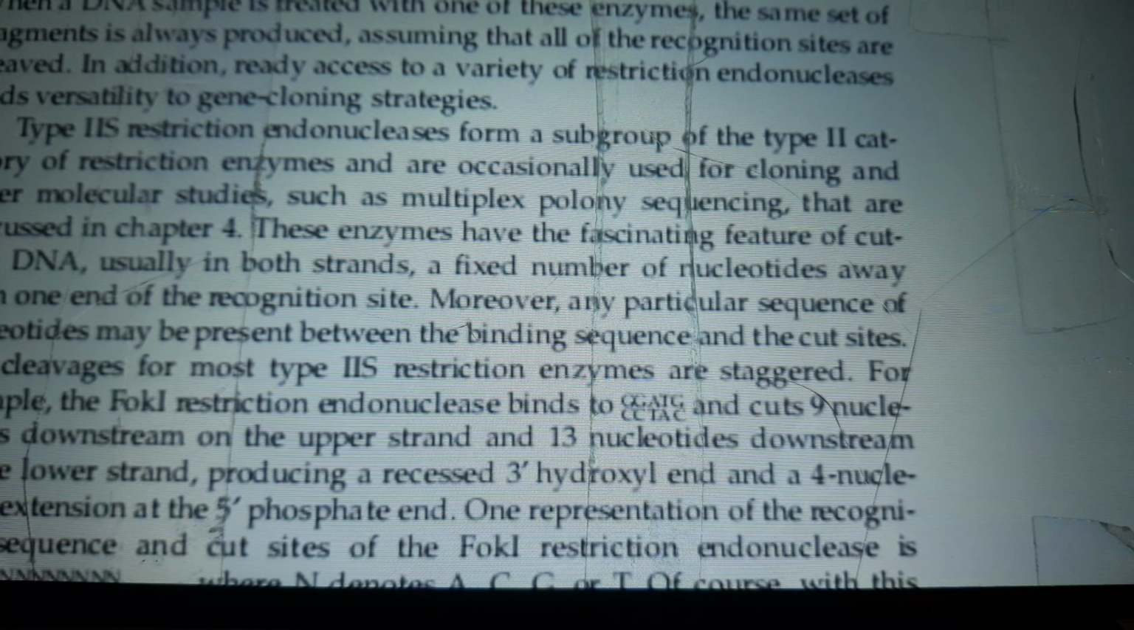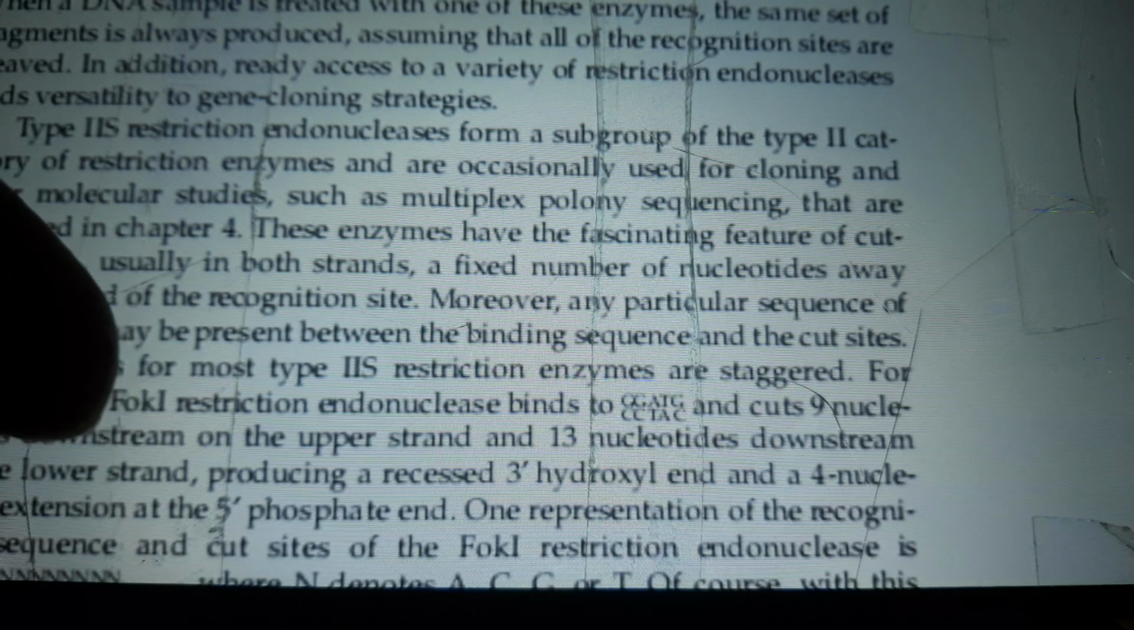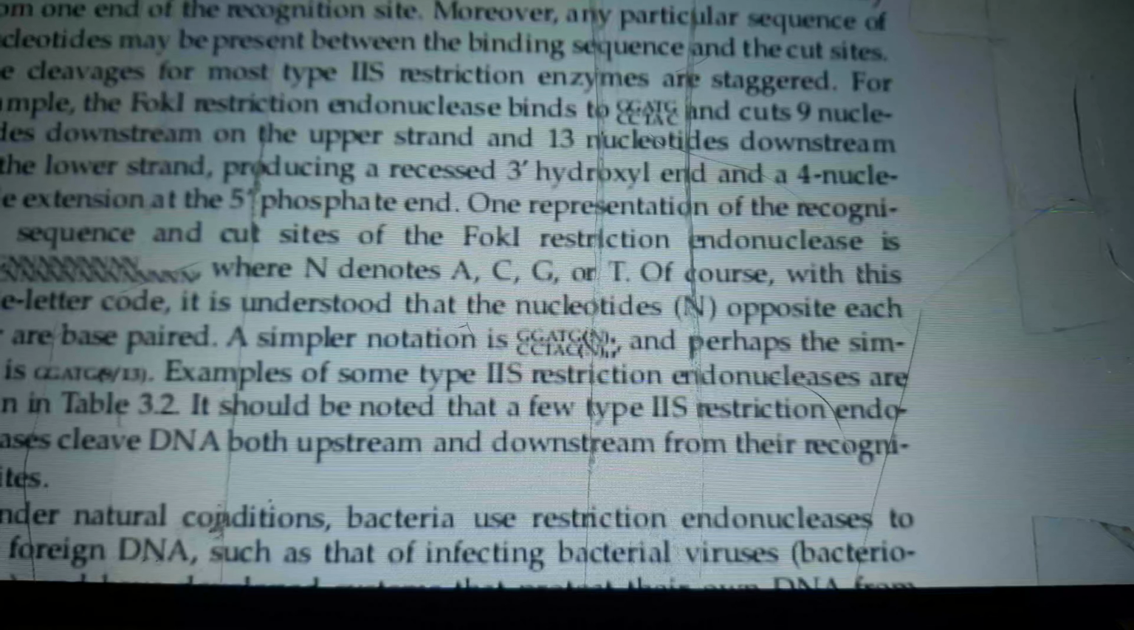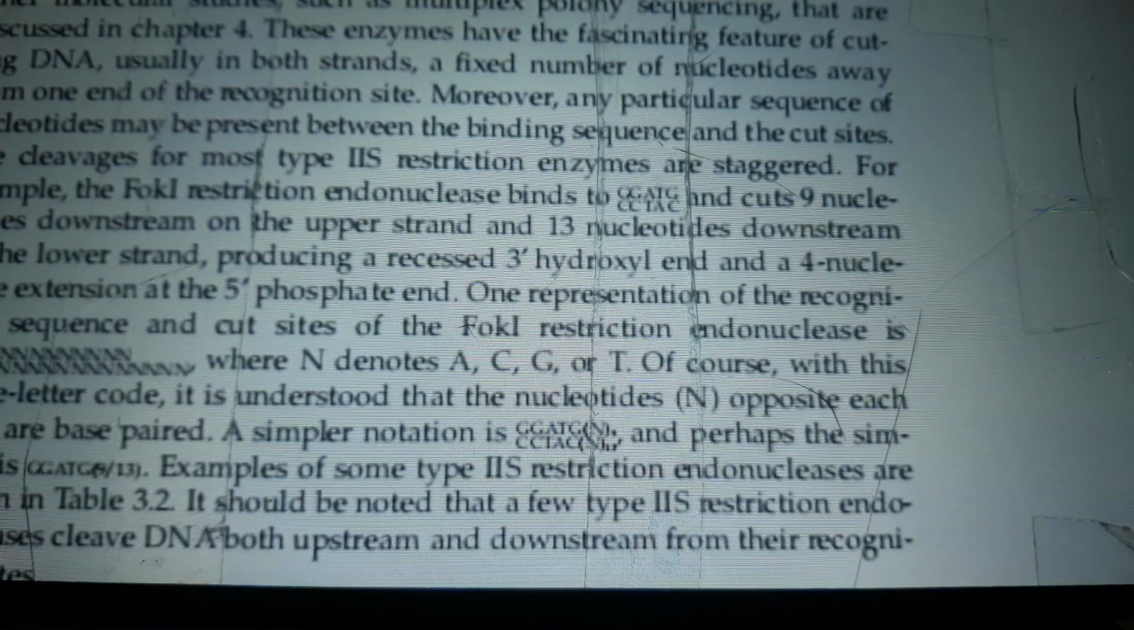Type 2S restriction endonucleases form a subgroup of the type 2 category of restriction enzymes and are occasionally used for cloning and other molecular studies, such as multiplex polymerase sequencing that I discussed in chapter 4. It's coming up soon. These enzymes have the fascinating feature of cutting DNA, usually in both strands, a fixed number of nucleotides away from one end of the recognition site. Moreover, any particular sequence of nucleotides may be present between the binding sequence and the cut sites.